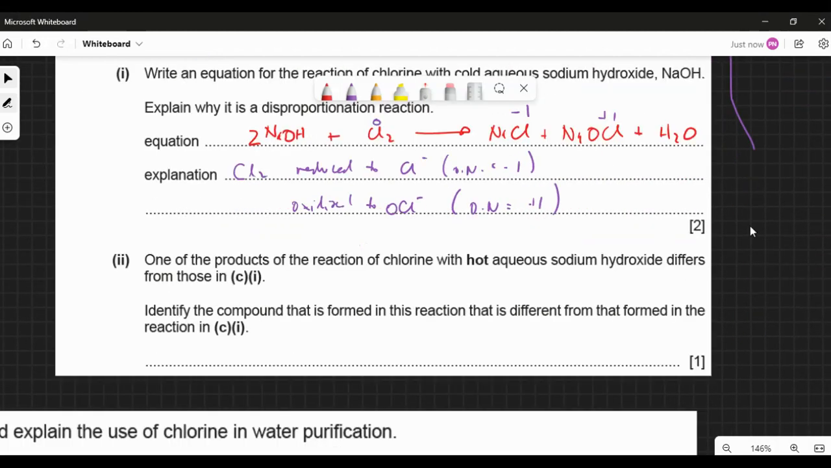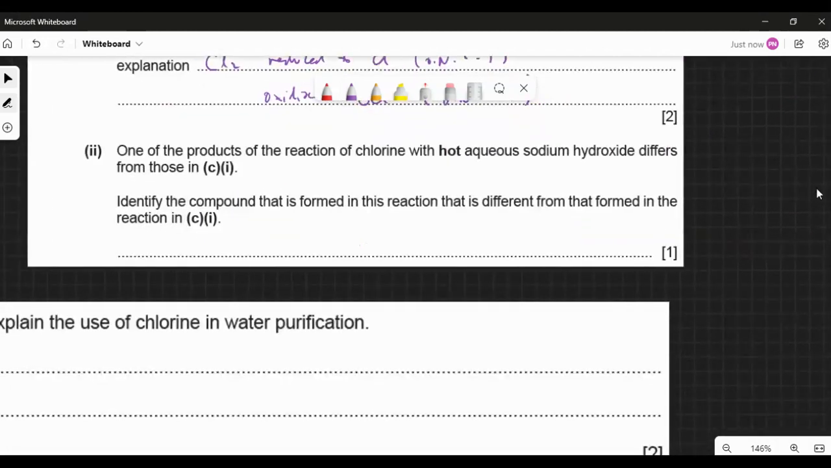Now, if you do it with hot sodium hydroxide, you get a different thing. And again, there's nothing clever here. You just got to know what it is. And it's this one, isn't it? NaClO3. And if you work out the oxidation number of the chlorine there, it is +5. This one is called sodium chlorate 5. And the other one, the NaOCl, is known as sodium chlorate 1.